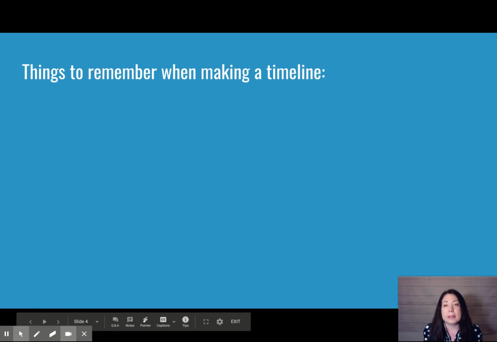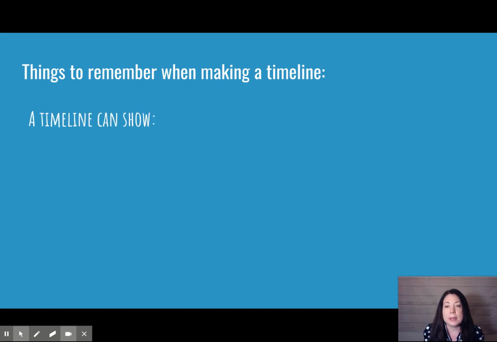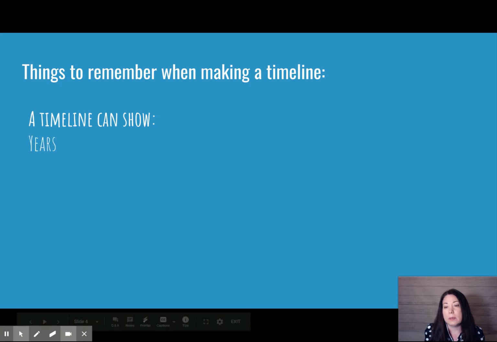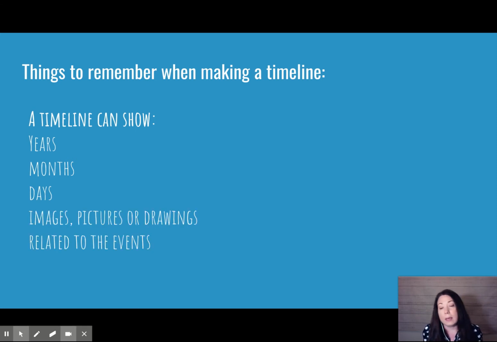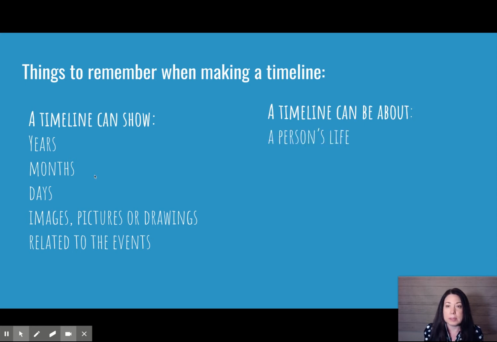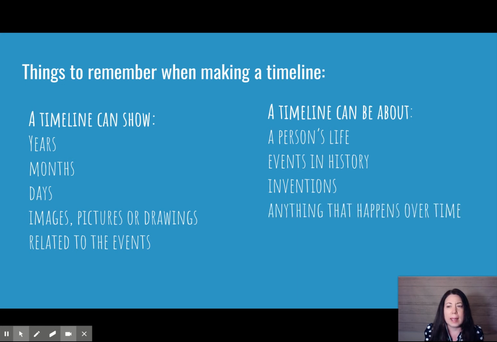Things to remember when making a timeline. A timeline can show years, months, days, and it can also have images and pictures or drawings related to the events that happened during this time. A timeline can be about a person's life, when they were born, and all their different events, events in history, inventions that we just saw, and anything that happens over time can be on a timeline.